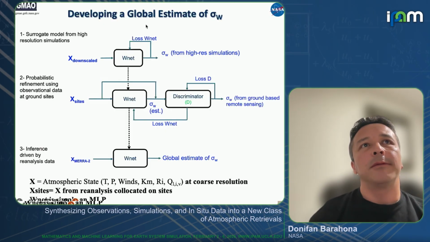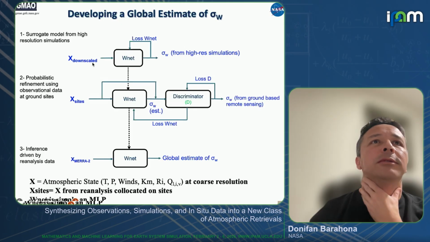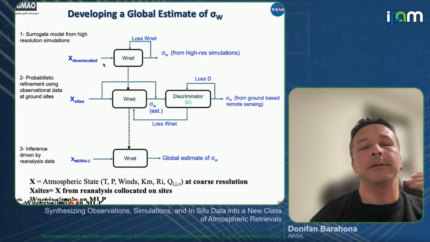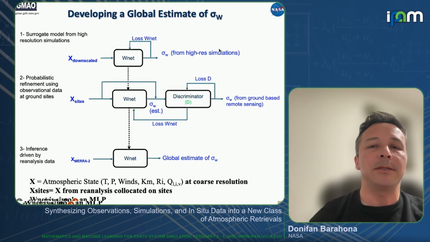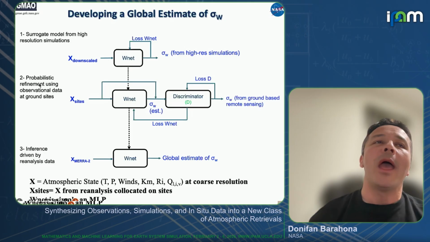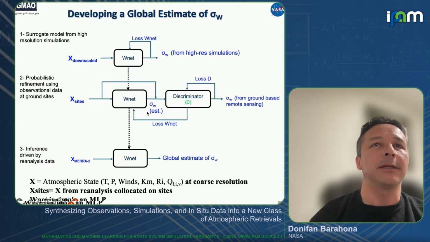So first, as I mentioned, we train a surrogate of this high resolution model using downscaling, on one side the state and on the other side the vertical velocity field, to find the standard deviation in vertical velocity. And then we refine on the sites. I'm gonna come back to this because this looks a lot more complex than I explained before, but there is a reason for it, and I'm gonna explain that later.